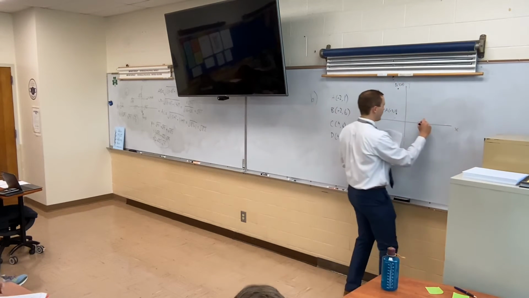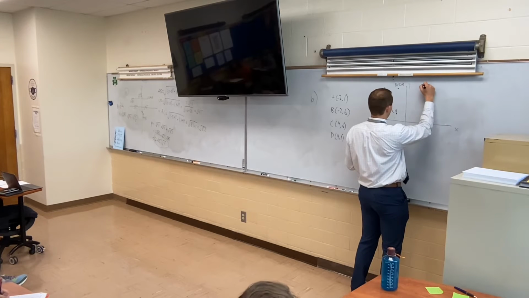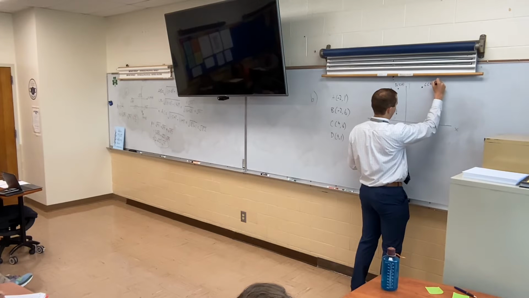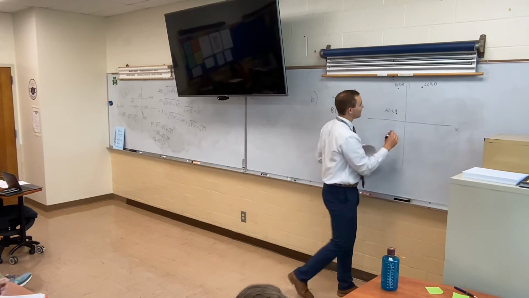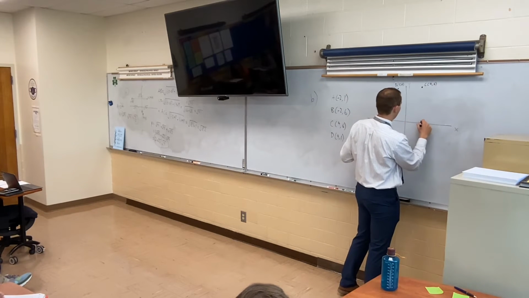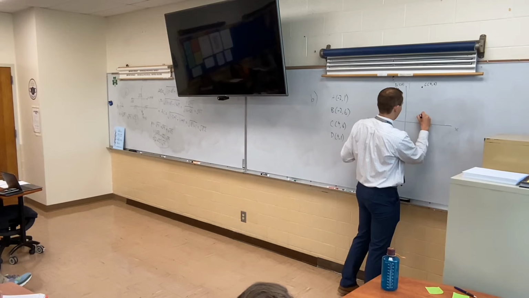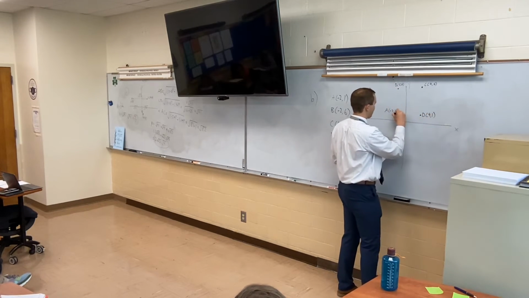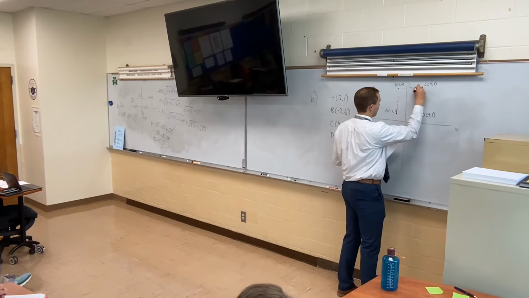C is 4, 6. And D is 4, 1. So I got a nice little square here. Nice little rectangle, I should say.